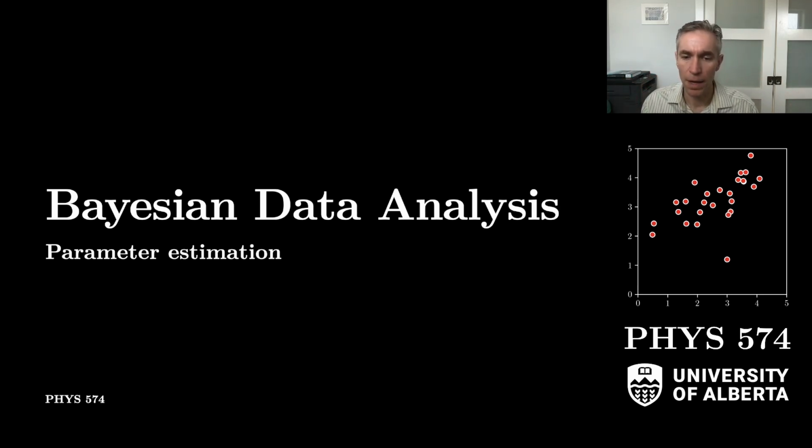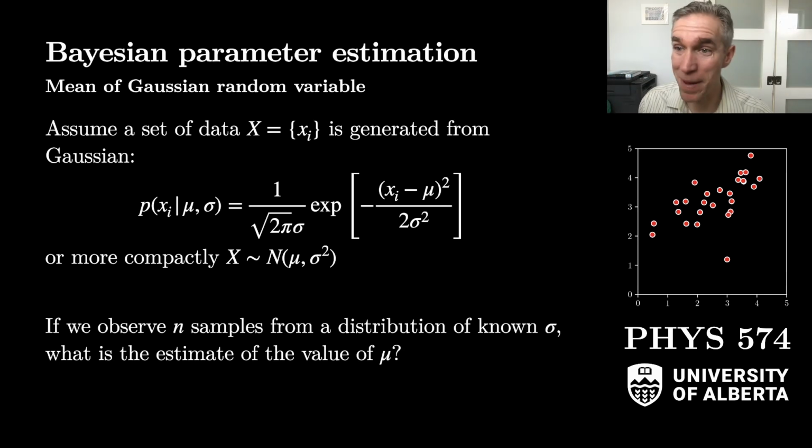framework. And the first thing we're going to do is measure the mean of a set of data that are drawn from a Gaussian distribution. And we know how to do this. We take the mean of the data. But we're going to reason why that's true from a Bayesian perspective.